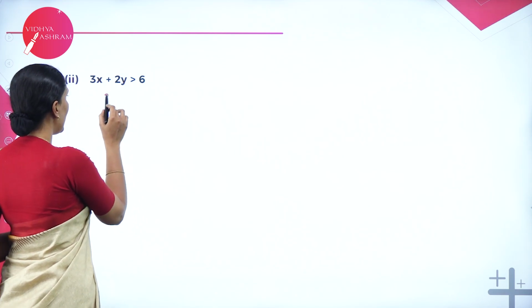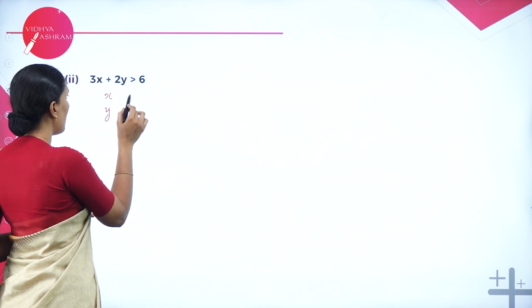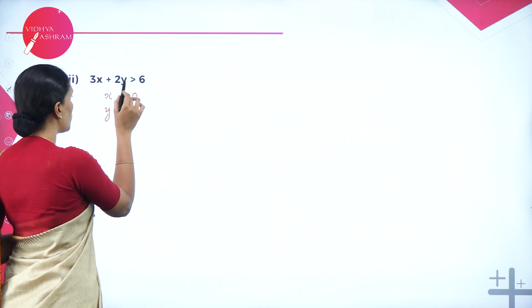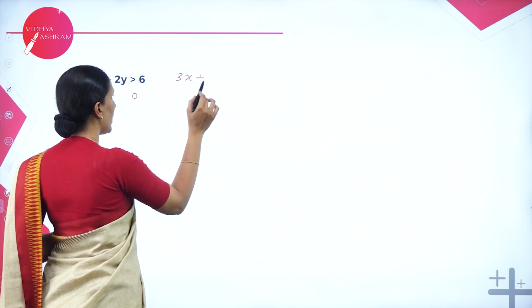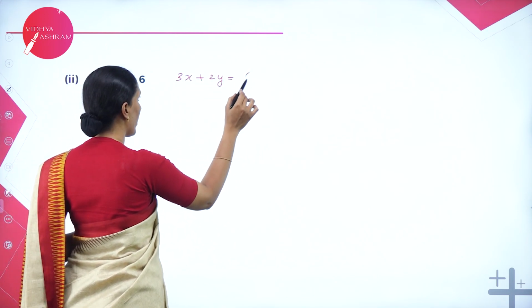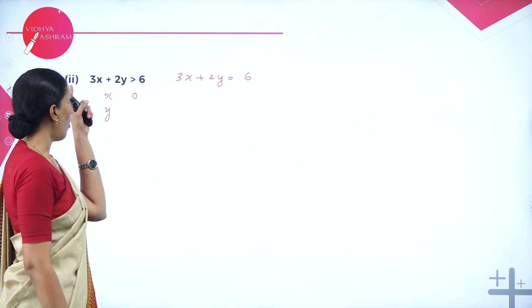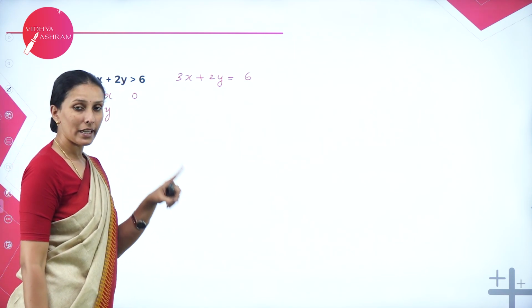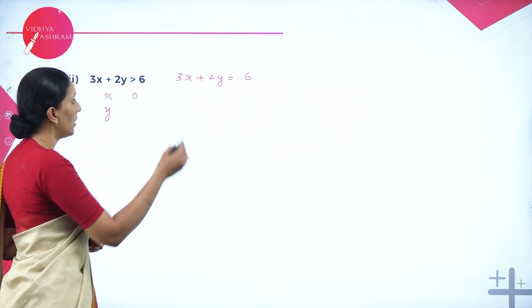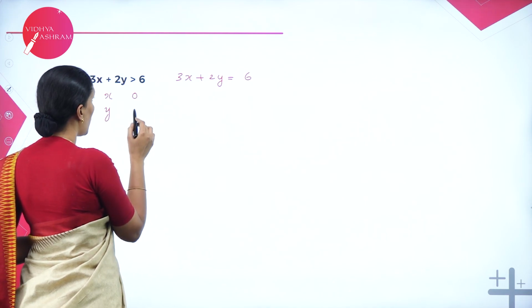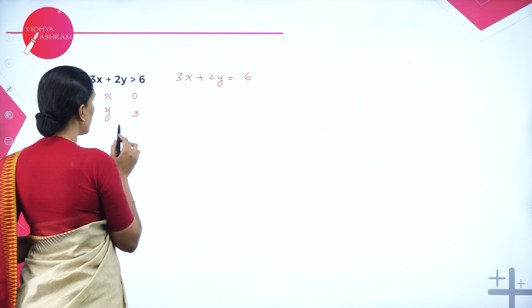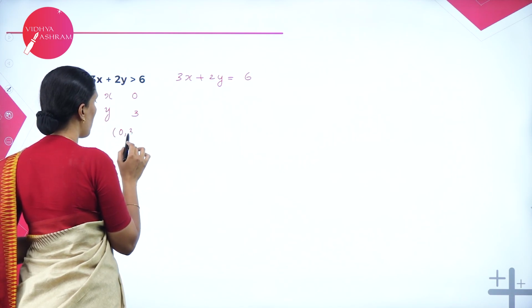So here I'll take x and y. Once I put x as 0, then I'll get 2y greater than 6. So we always use the inequation in the form of an equality when drawing a line, because all linear inequalities or linear equations represent a line. Now, if we put x as 0 here, we'll get y as 3. So the first point is (0, 3).